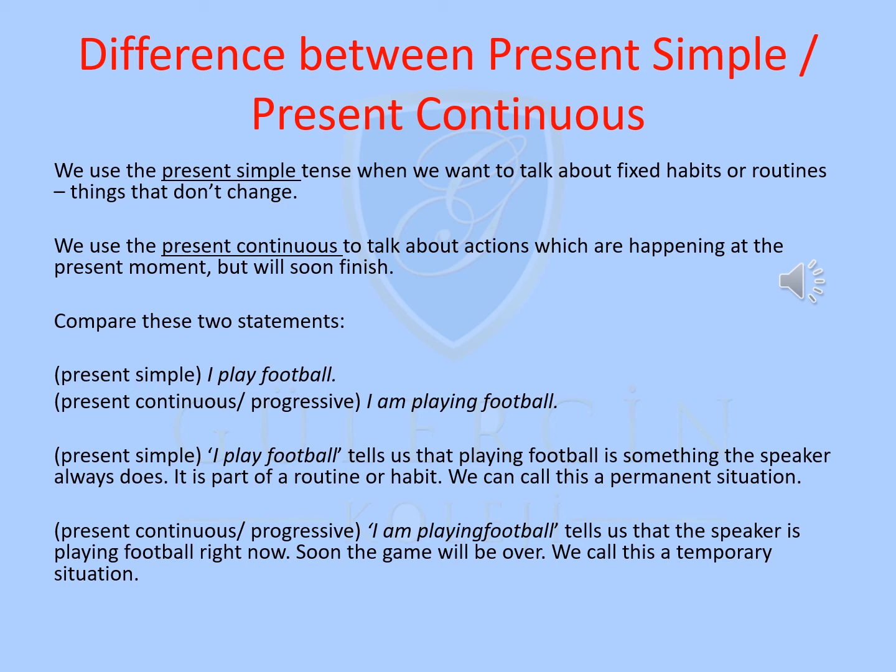Let's explain the first case, present simple: I play football. It tells us that playing football is something that the speaker always does. It is part of a routine or habit. We can call this a permanent situation. The second case, present continuous or progressive, I'm playing football, tells us that the speaker is playing football right now. Soon the game will be over. We call this a temporary situation.